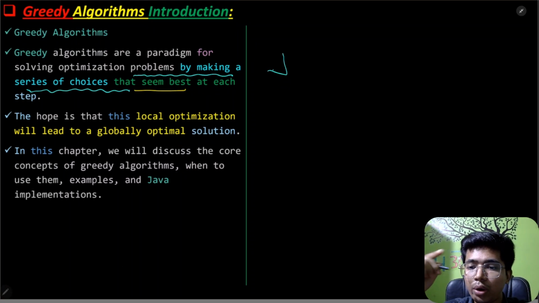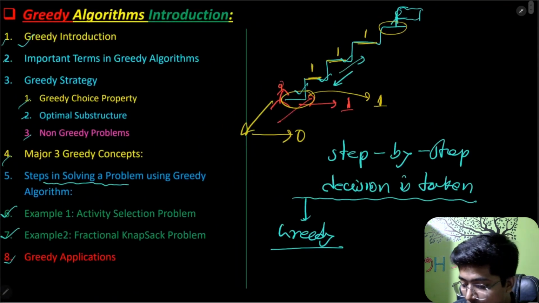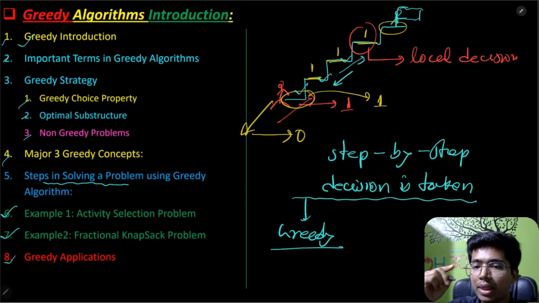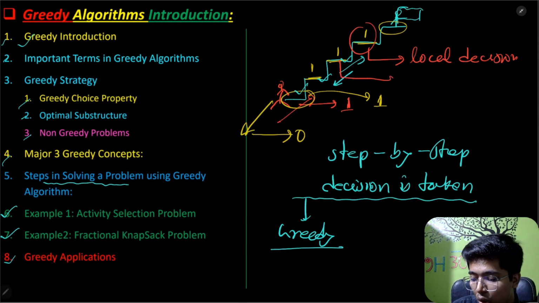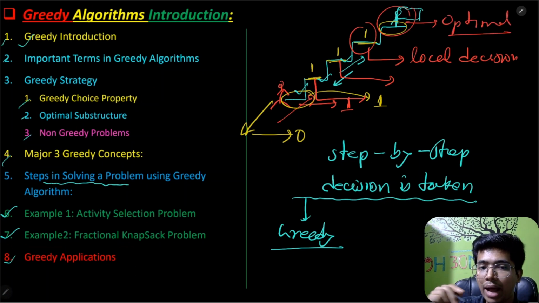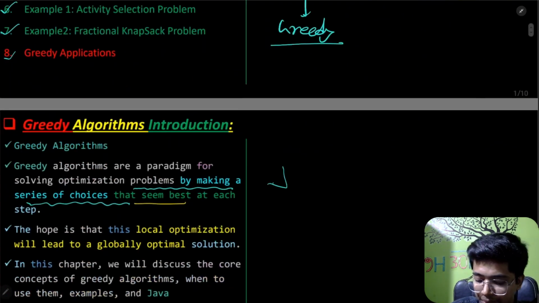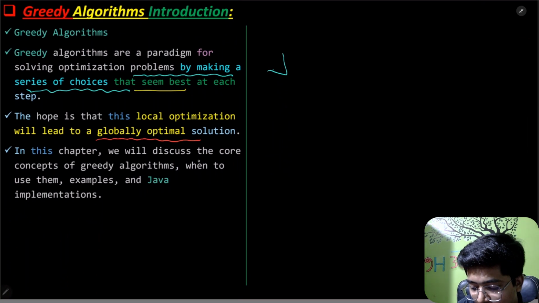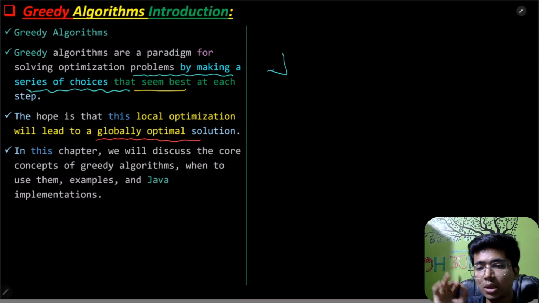So what was our main hope? Every time we took those decisions, those were decisions at local level. These are called local decisions. And our hope was that all those local decisions will bring us to the main place, the optimal decision. This was our main goal and main hope, and this is why we utilized the greedy algorithm. So it will lead to a global optimal solution. In this chapter we'll discuss the core concepts, and as I told you, the core section will be discussed in Java.